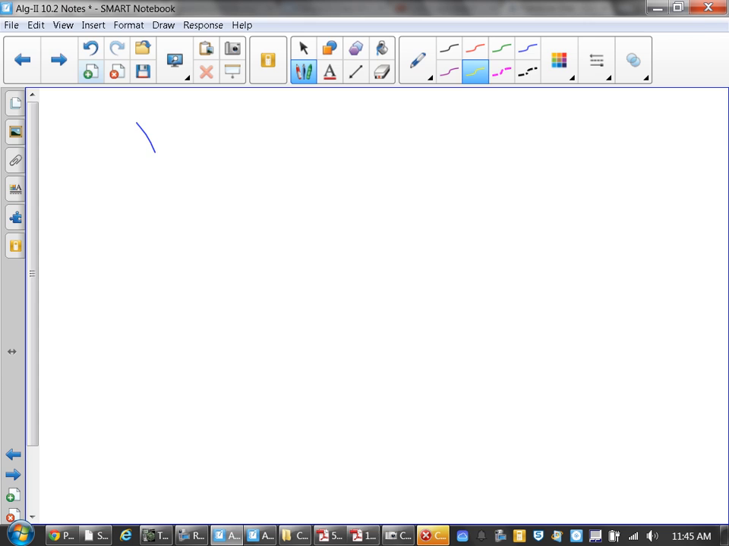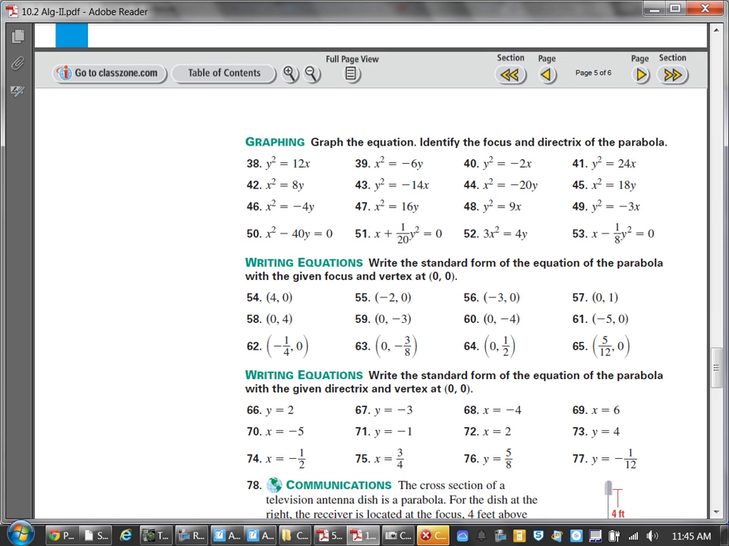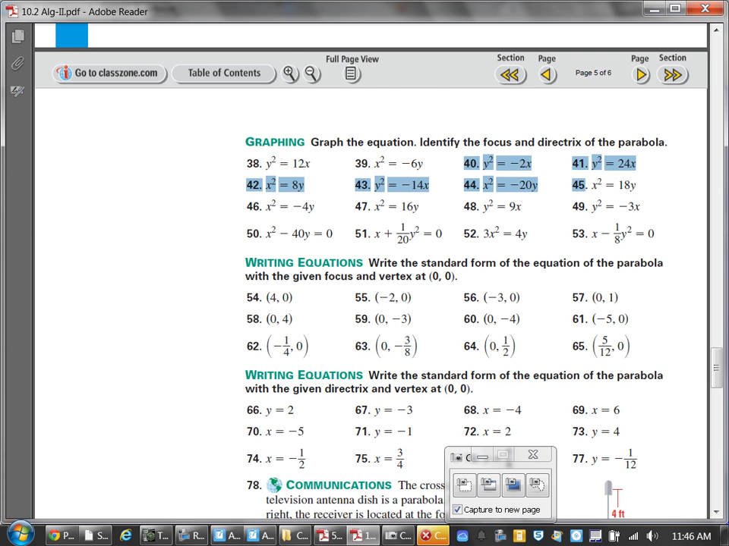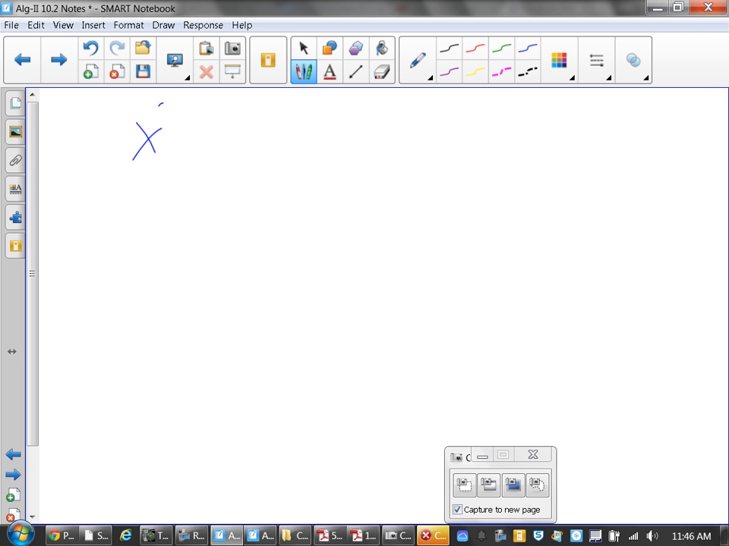Let me do another one here. X squared equals negative 20y. We'll walk through another one. Is this x squared or y squared? It's x squared, so this is going to be either up or down. So the first thing I'm going to do is write down that it's x squared equals 4py.